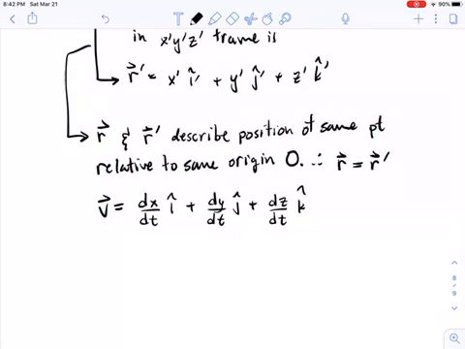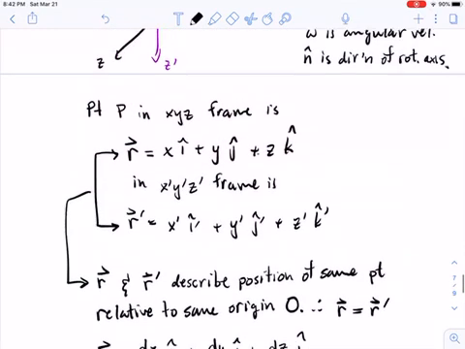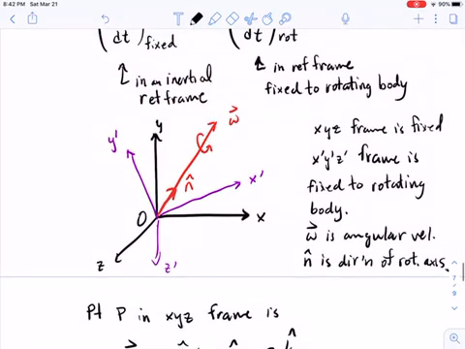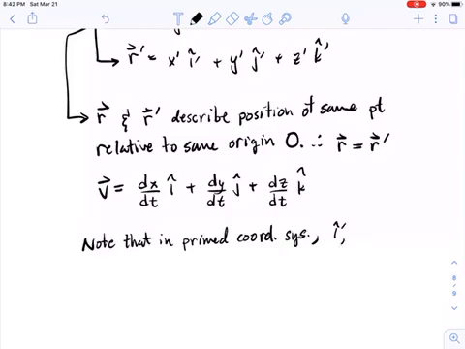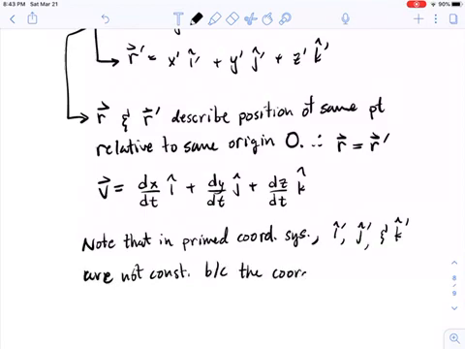So we want to do the same thing for the primed coordinate system, but we have to be careful because this is now a rotating system. At some time t, the primed unit vectors point in some direction, and then at some time later, those directions are different. So we have to note that in the primed coordinate system, i hat prime, j hat prime, and k hat prime are not constant because the coordinate system is rotating.